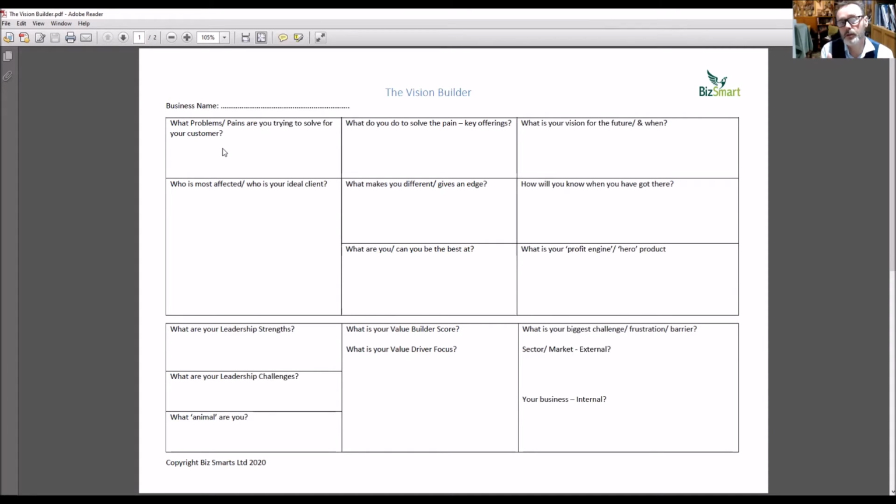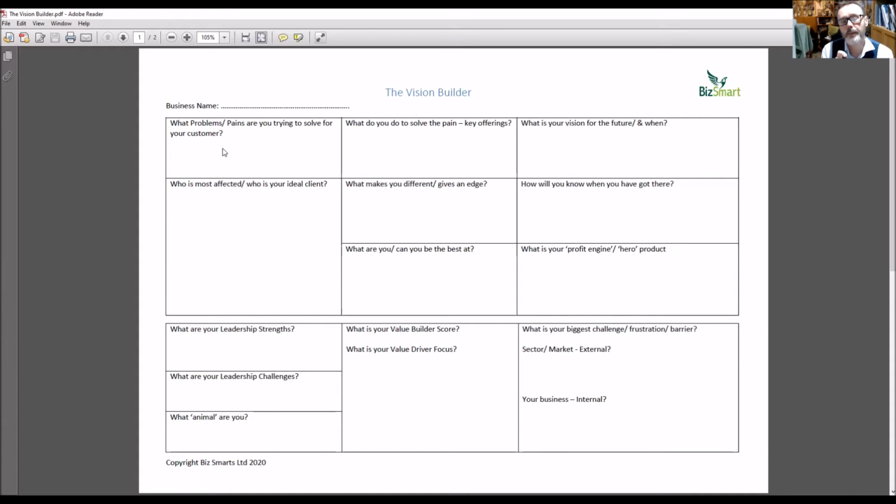Then moving along to the middle column here. Okay, so what is it that you do to solve the problem? So this is the what do you do? What are your key offerings? But then the second part is what makes you different? What gives you the edge? So there's bound to be, unless you're literally in an industry or in a sector where you're the only one delivering it, other people that provide a similar offering to you. So what is it that you consider that gives you that edge, that makes you different, and the reason why people might want to come to you as opposed to somebody else?